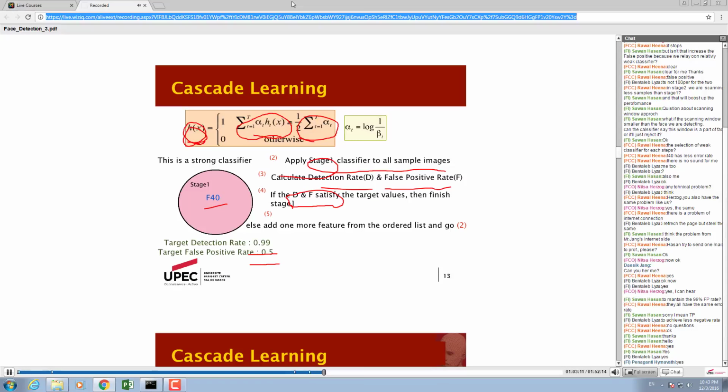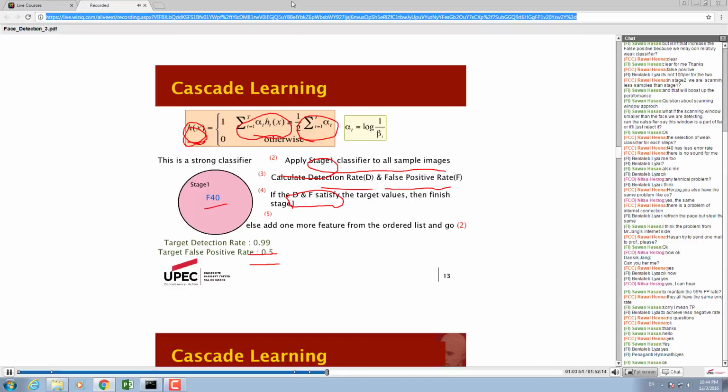Okay, and we can calculate D, the detection rate, and F, the false positive rate. And then we can check if D and F satisfy the targets. Here, satisfy means the detection rate should be larger than or equal to 99%. If it is larger than 99%, for example 99.5%, it's good. It doesn't need to be exactly 99%. But if it is 98%, then it is not satisfying this rate.